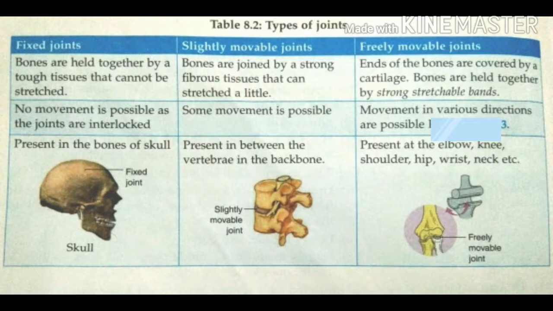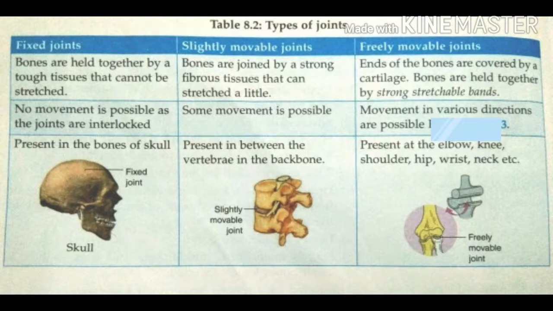Next point, where these joints are present. Immovable joint or fixed joint is present in the bones of the skull. Next one, slightly movable joint is present in between the vertebrae in the backbone. Freely movable joint is present at the elbow, knee, shoulder, hip, wrist and neck.